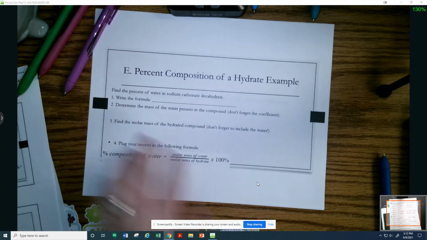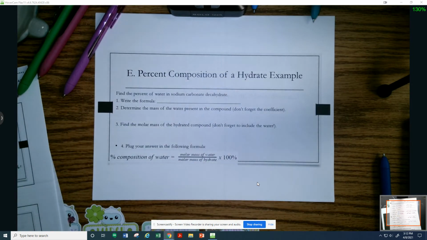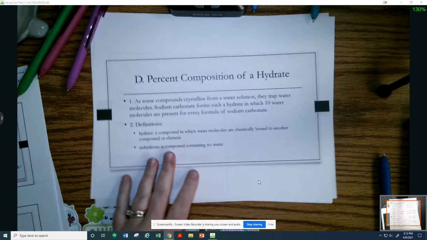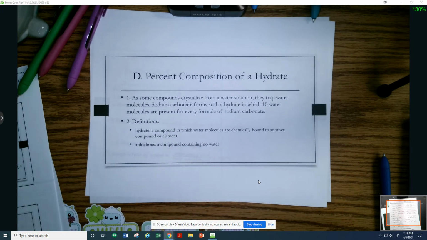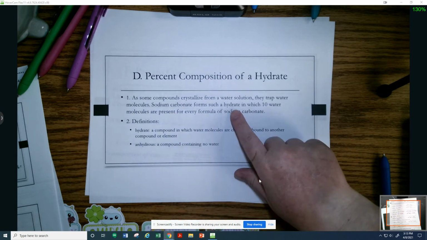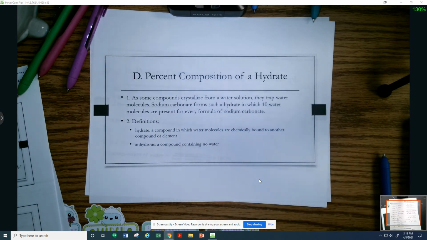Now, hydrates have a way of being useful for a source of water. So some compounds, when they crystallize in their three-dimensional structure, there's these gaps and spaces, and water gets trapped within them. And so one compound that does that is sodium carbonate. It can form a hydrate where 10 water molecules get trapped for every one molecule of sodium carbonate.